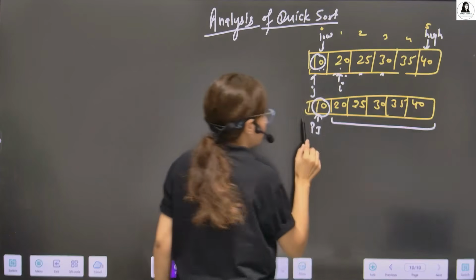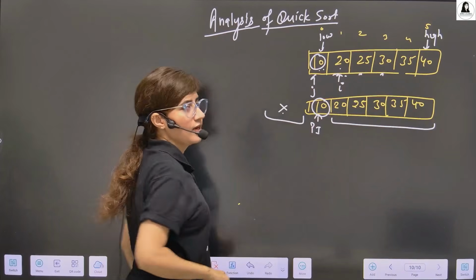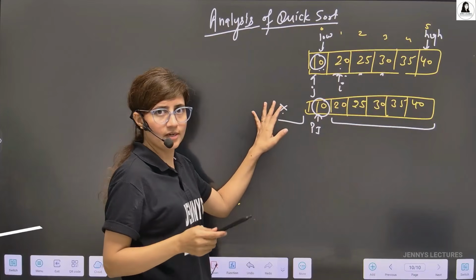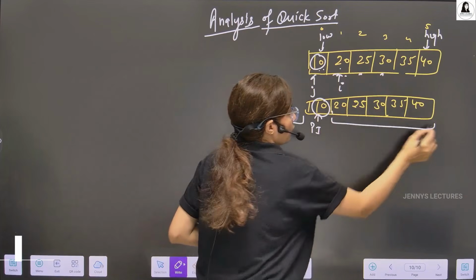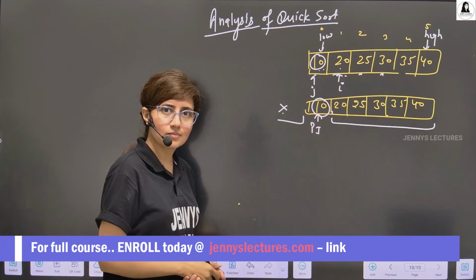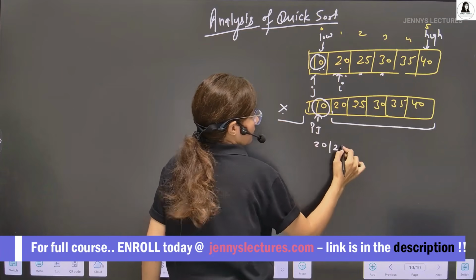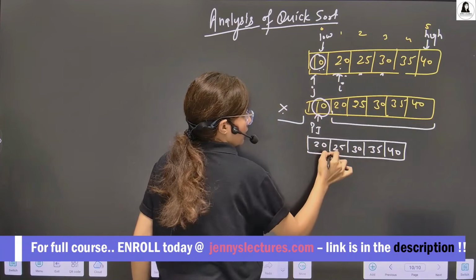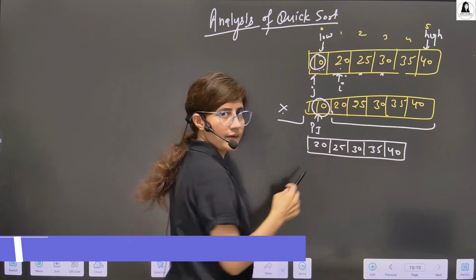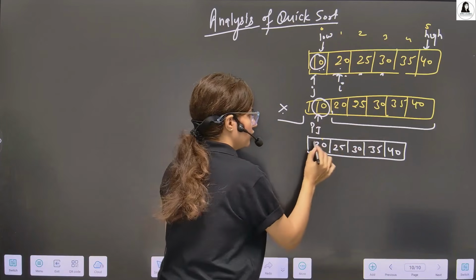This is one partition, this is the second partition, but there is nothing on the left. So we don't call anything. Again, for the right partition, we call the same thing. So for the right partition, there is something like this. Now we call quick sort again, partition for this. So this is my pivot element.